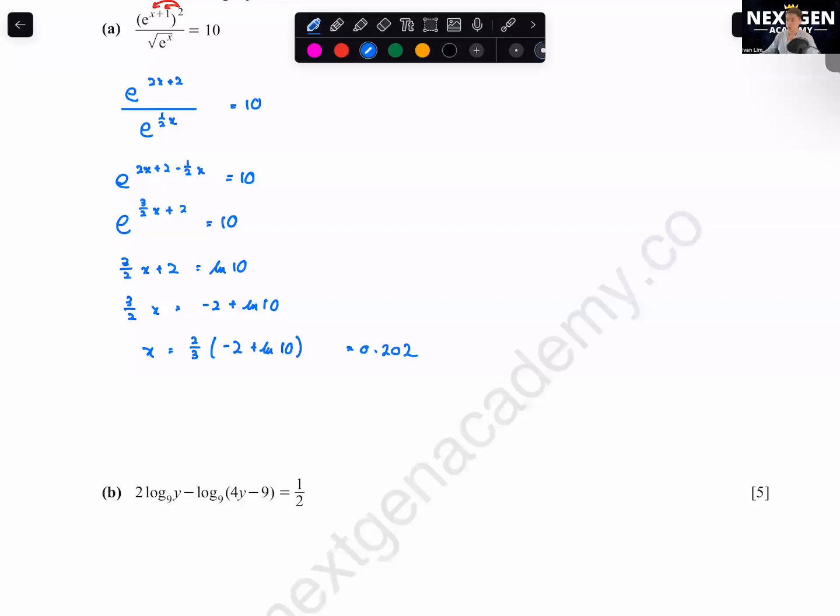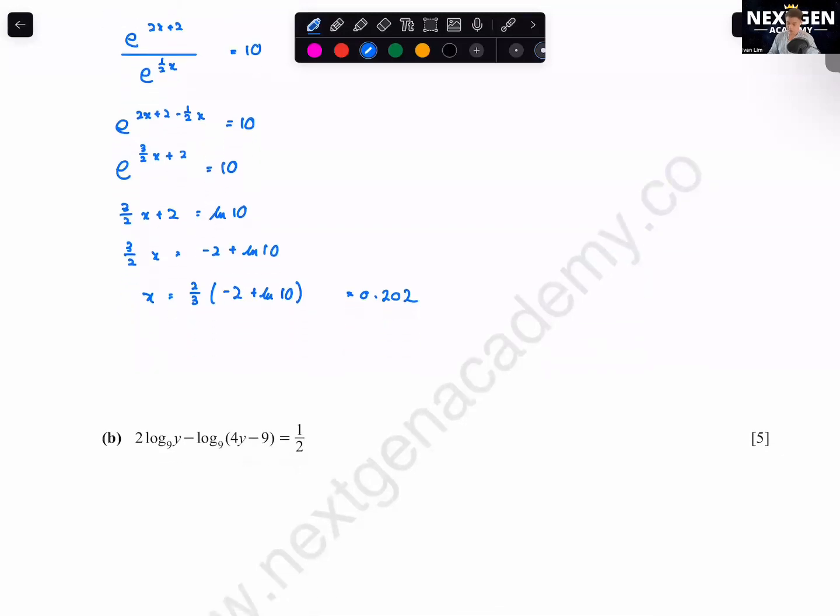Okay, next one. Question B. 2 log 9y minus log 9 (4y minus 9) equals 1 over 2. What do we do over here? On the left-hand side, there are a few ways you can do it. You can make log 9 appear on both sides, or you can just simplify the left-hand side first, because this one is already log 9.